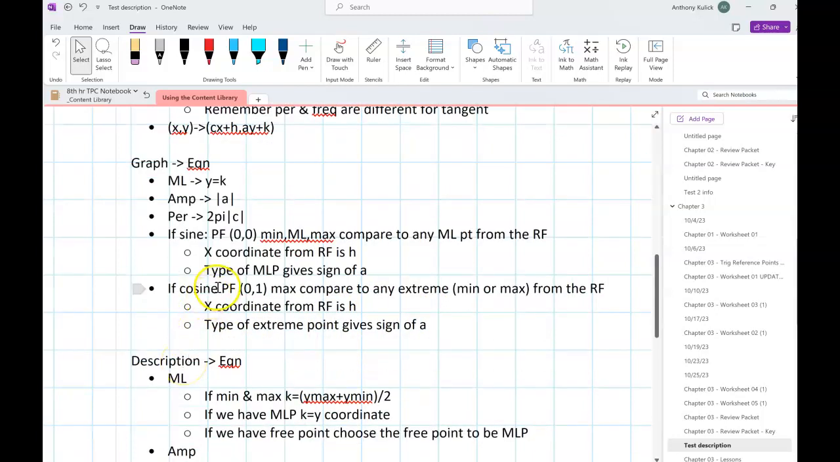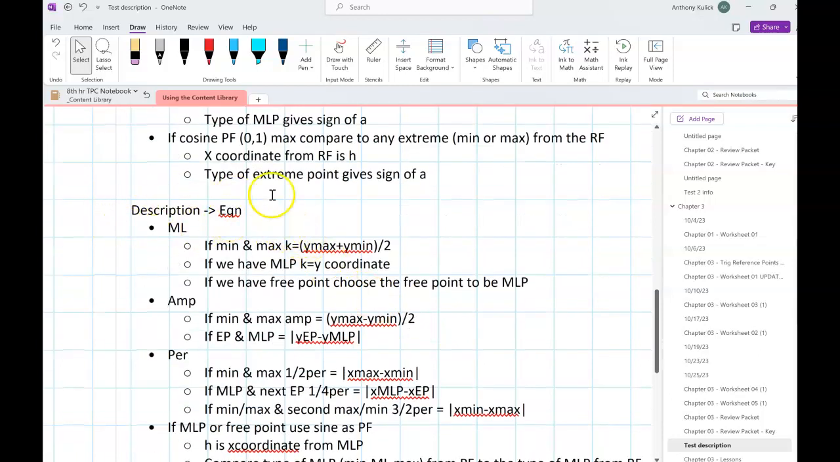If I'm doing a cosine function, I use (0, 1) from the parent function, which is a maximum, and I compare that to any extreme point, either a min or a max, from the resultant. The x-coordinate from the resultant gives me my H, and the type of extreme point gives me the sign for A. So if I use the maximum, A is positive. If I use the minimum, A is negative.